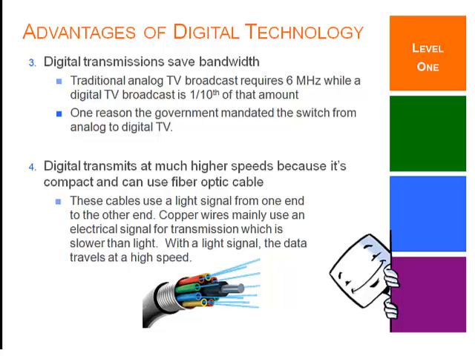The fourth advantage is digital data can be transmitted at higher speeds because it is compact. We can send digital data at the speed of light with fiber optic cable. These cables use a light signal from one end to the other end through a glass strand the diameter of a human hair. Copper wires, known as Cat5 and Cat6 cables, mainly use an electrical signal for transmission, which is much slower. With a light signal, the data travels at a high rate of speed.